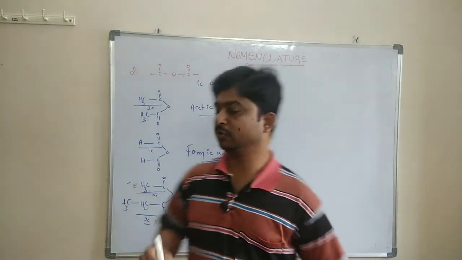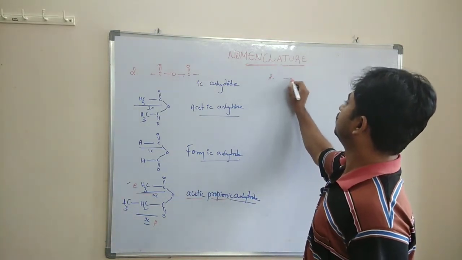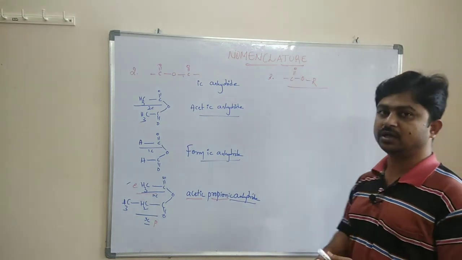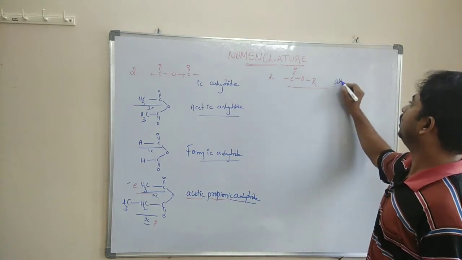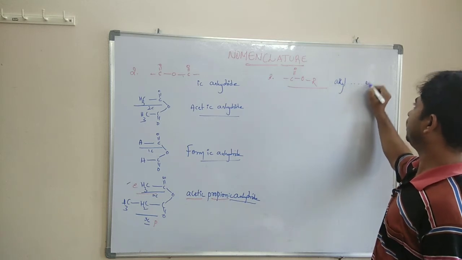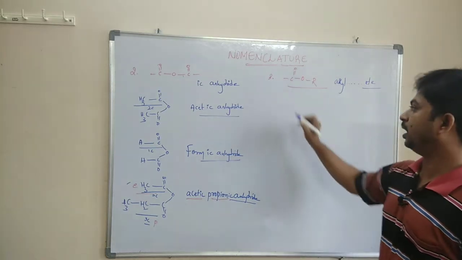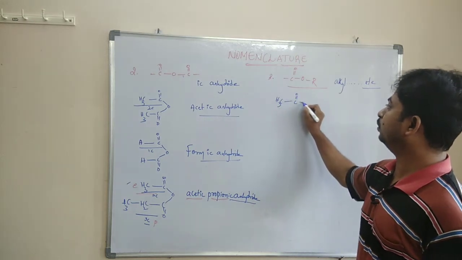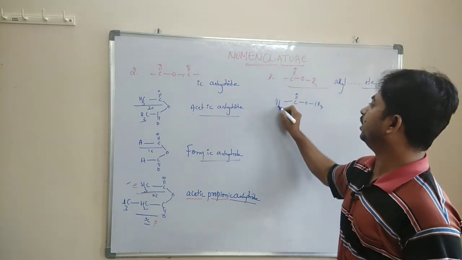The next functional group is the third one, C double bond O R. So this is the ester functional group. In this the suffix is alkyl, word root, and ate. We can use the word ate as the suffix. Here I am taking the example of CH3 C double bond O CH3. So here put the hydrogen.